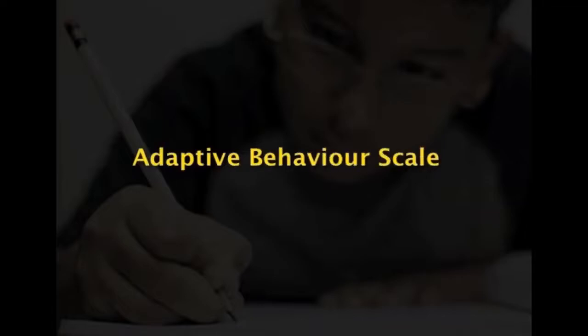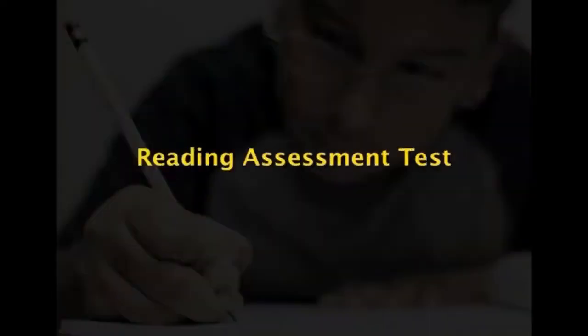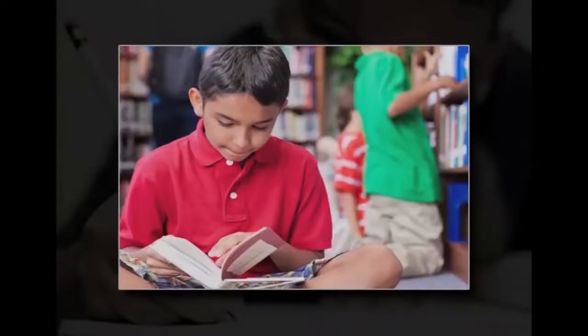Adaptive Behavior Scale. This test assesses the child's ability to perform tasks necessary to maintain self-care and interact socially appropriately with the children and others at home and school. Reading Assessment Test. It helps to assess the reading age and reading disabilities of a learning disabled child.